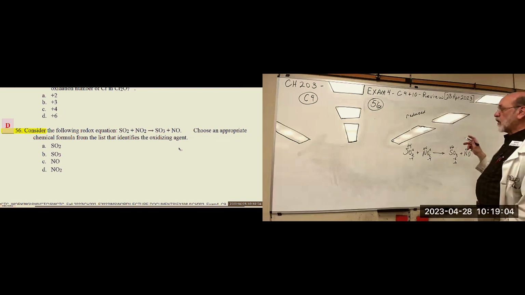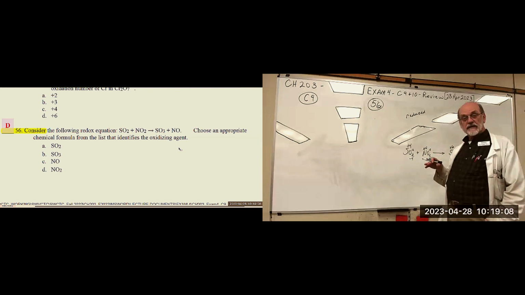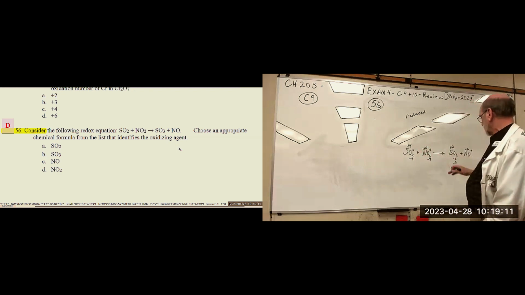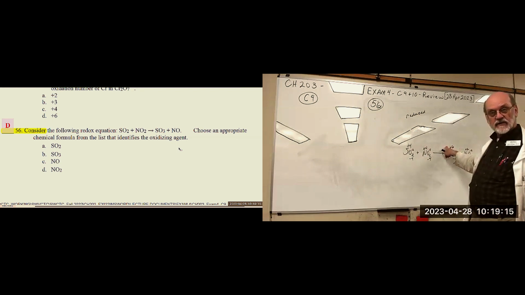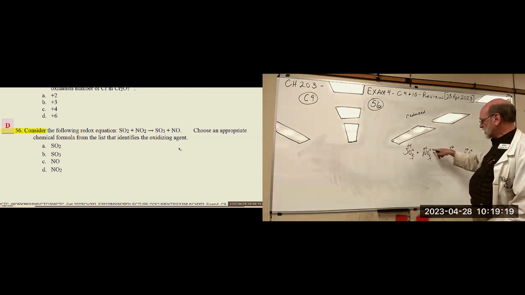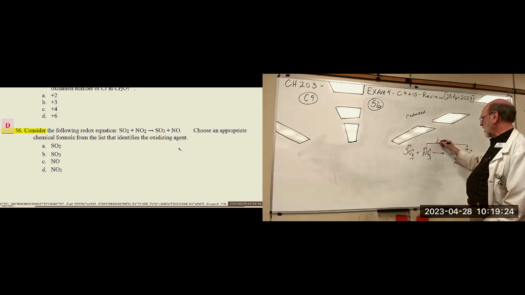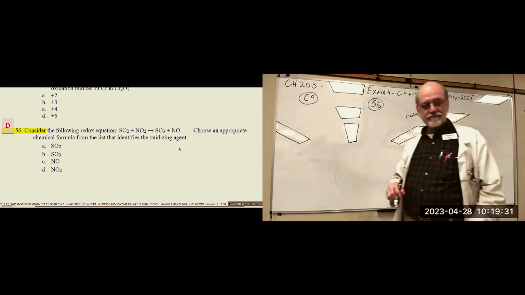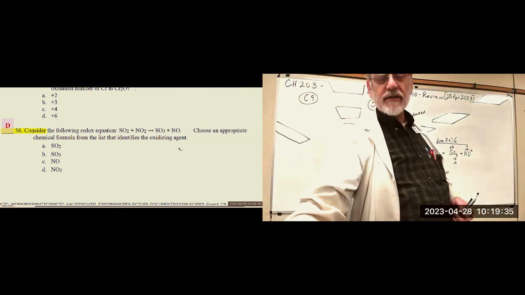So, which one was reduced? Which one decreased their oxidation number? Well, sulfur went from +4 to +6, that increased, so it was oxidized. We want the one that was reduced, which is nitrogen. It gained 2 electrons per nitrogen. There's your answer. NO2 is the oxidizing agent.